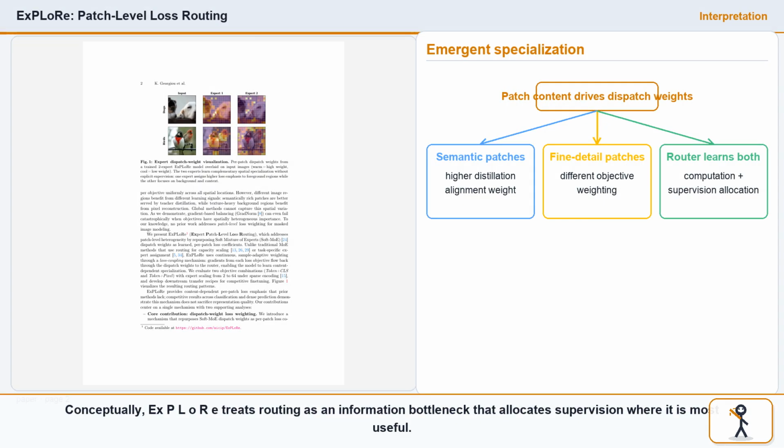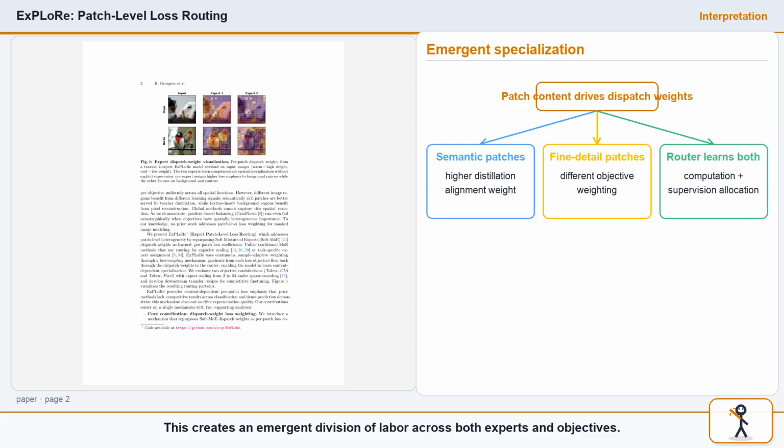Conceptually, ExPLoRe treats routing as an information bottleneck that allocates supervision where it is most useful. Patches that encode semantic identity may get stronger token or CLS pressure, while texture-heavy regions may receive different emphasis. This creates an emergent division of labor across both experts and objectives.